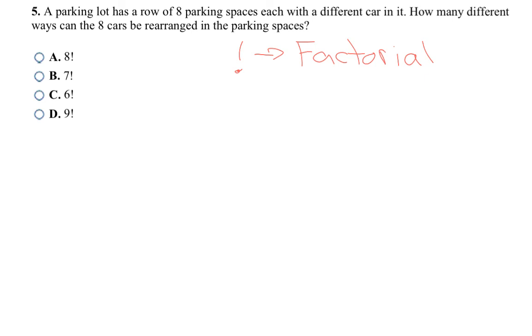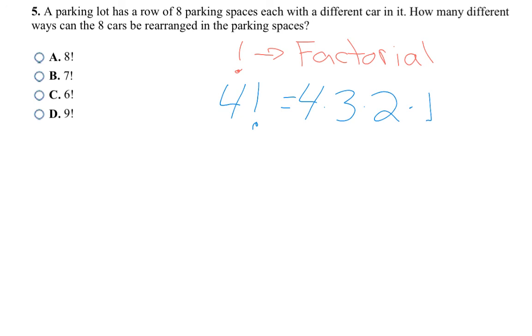And what a factorial is, if you have, let's say, 4 factorial, that's the same as taking 4 times 3 times 2 times 1. So it's multiplying together all of the number that you're given times all of the numbers less than it also. So 6 factorial would be 6 times 5 times 4 times 3 times 2 times 1.